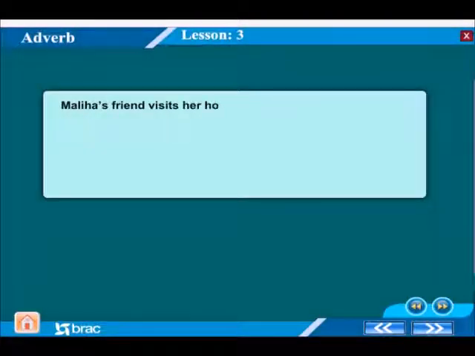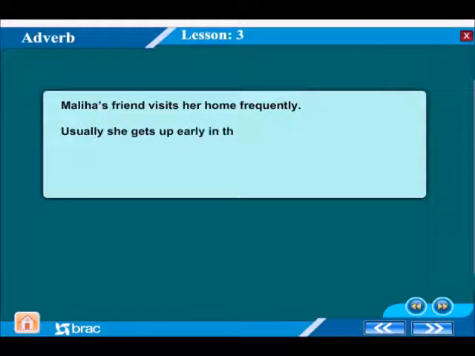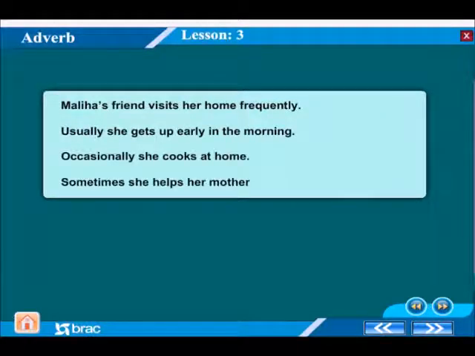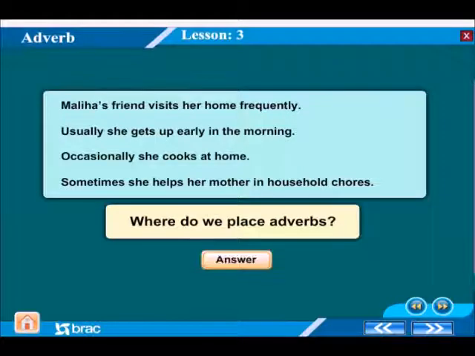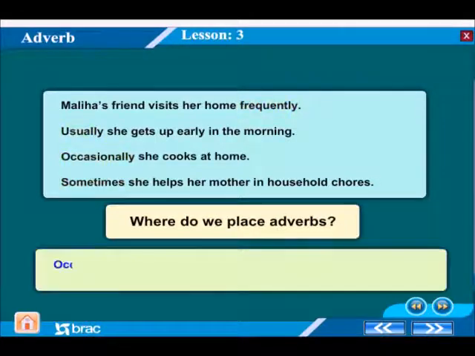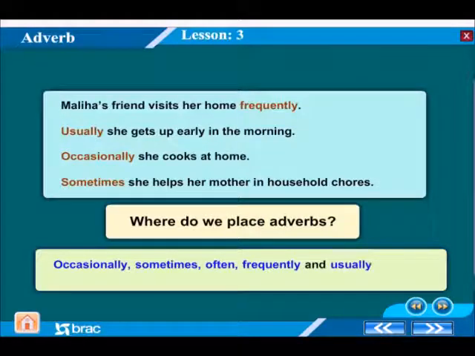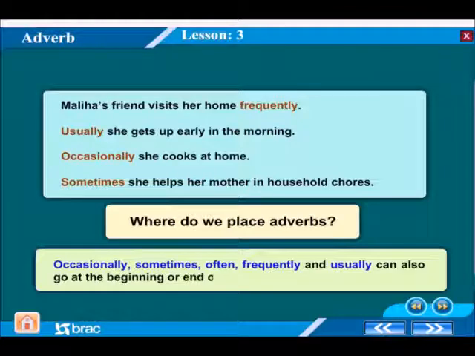Maliha's friend visits her home frequently. Usually, she gets up early in the morning. Occasionally, she cooks at home. Sometimes, she helps her mother in household chores. Where do we place adverbs? Occasionally, sometimes, often, frequently, and usually can also go at the beginning or end of a sentence.